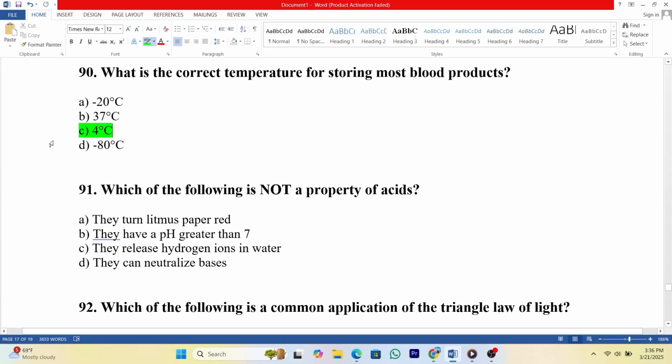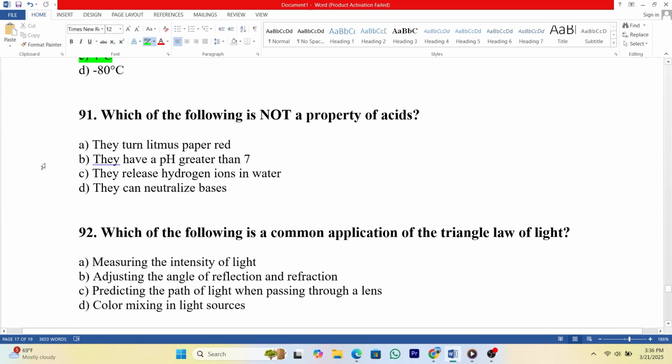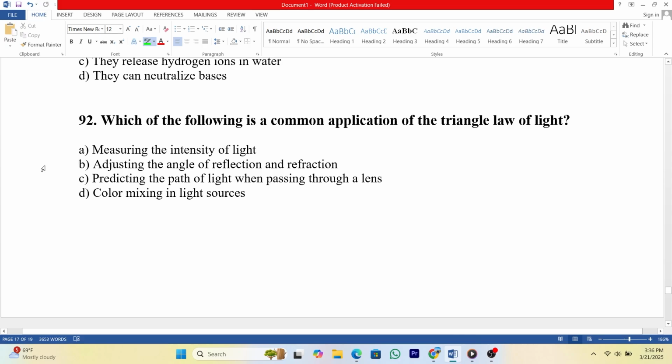91. Which of the following is not a property of acids? A. They turn litmus paper red. B. They have a pH greater than 7. C. They release hydrogen ions in water. D. They can neutralize bases. Answer, B. They have a pH greater than 7.